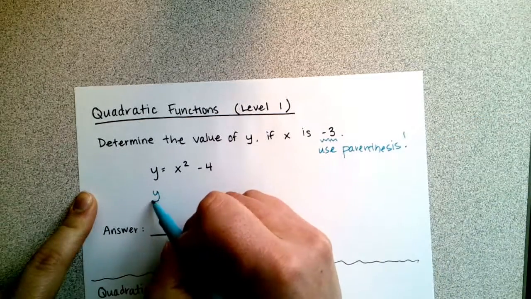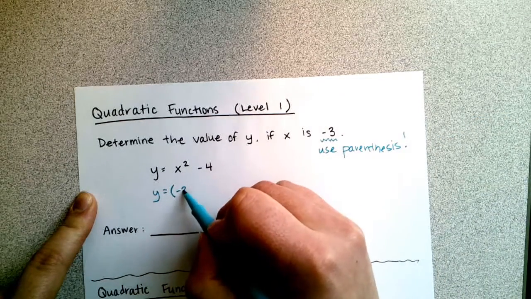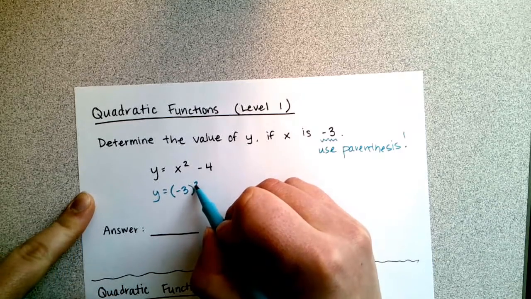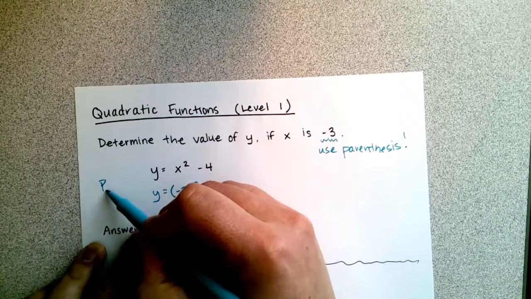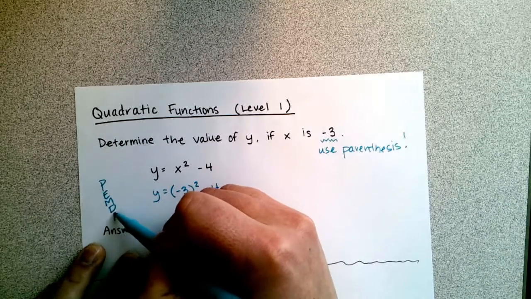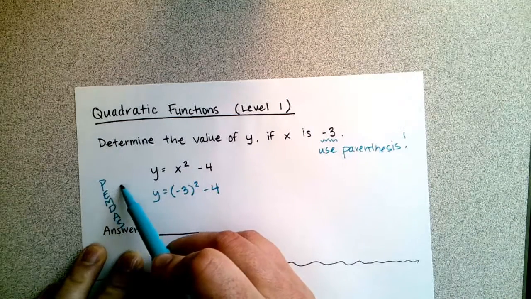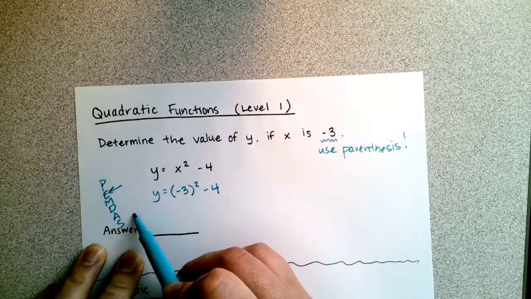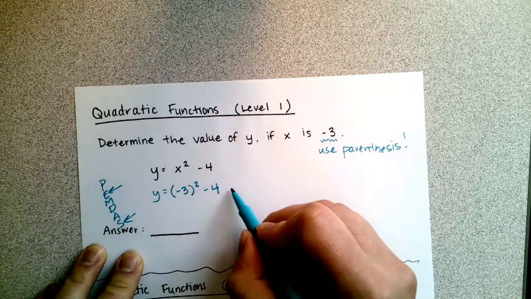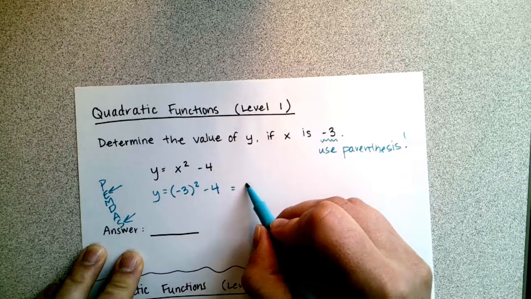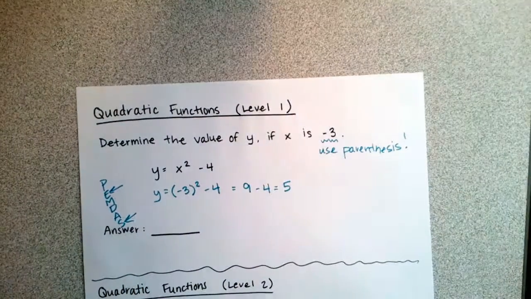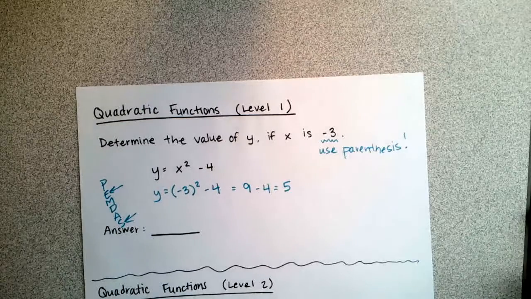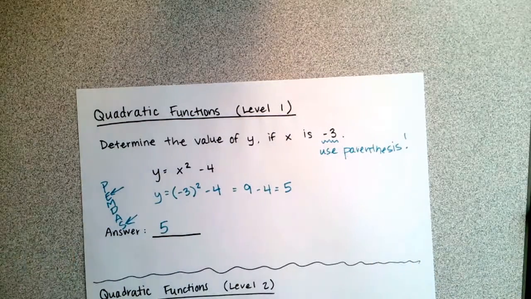Okay, so if we plug in -3 for x, there's our step plugging it in. And then you do have to remember order of operations. Exponents come before subtraction, so we need to do the exponent first. So -3 squared is +9, and then -4 is 5. So the value of y is 5. That is what you type in the box on your online homework.